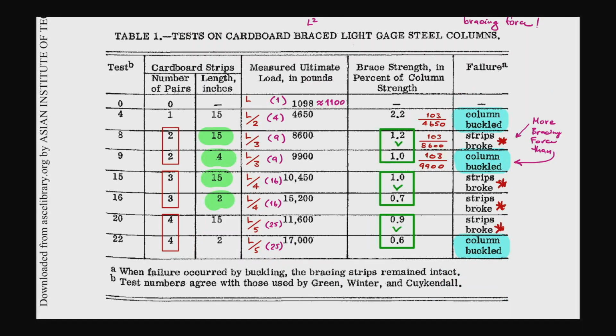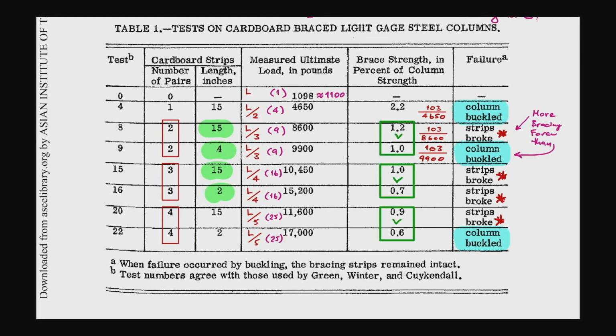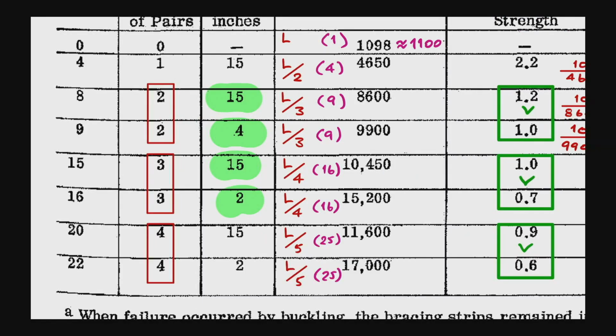Then we move over to the next case. The next case, we have three pairs of brace, and again, I think the reason why the brace length is shortened down to 2 inches is because the 4 inches didn't provide enough stiffness, so the 2 inches was used for this comparison.